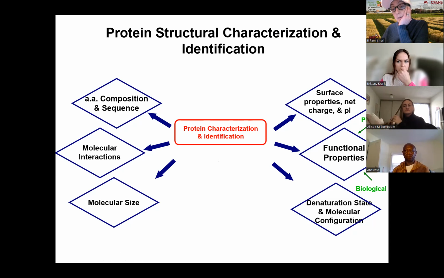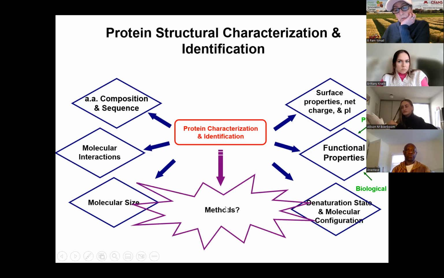And then we're going to talk about denaturation and molecular configuration. We're going to talk about ways to determine secondary structure, for example, and some tertiary structure characteristics as well. So we're going to talk about a lot of different methods that can be used for the same type of characterization.